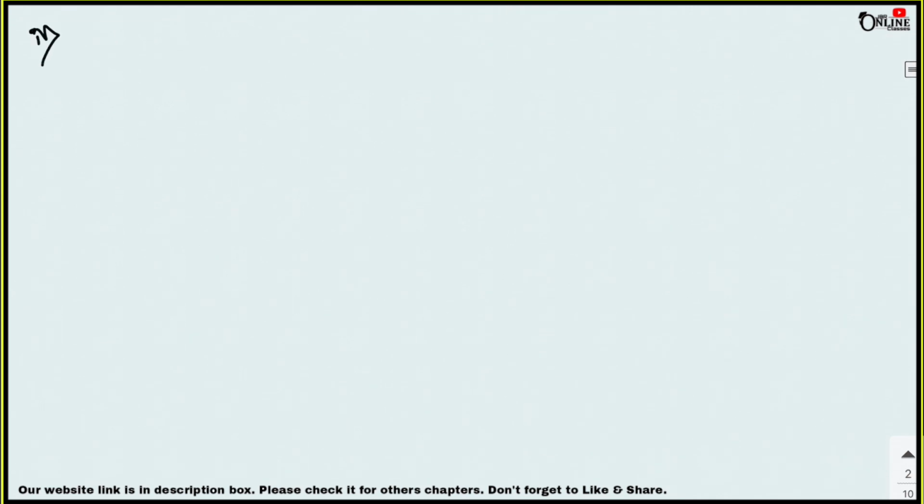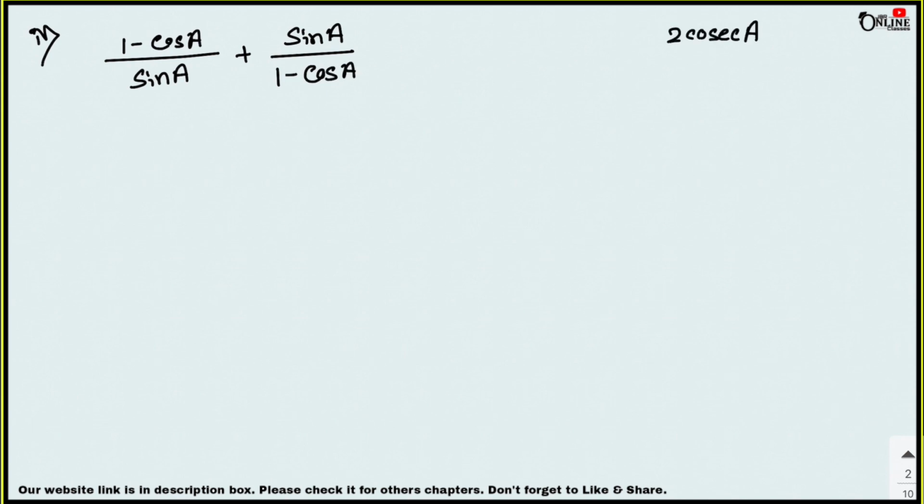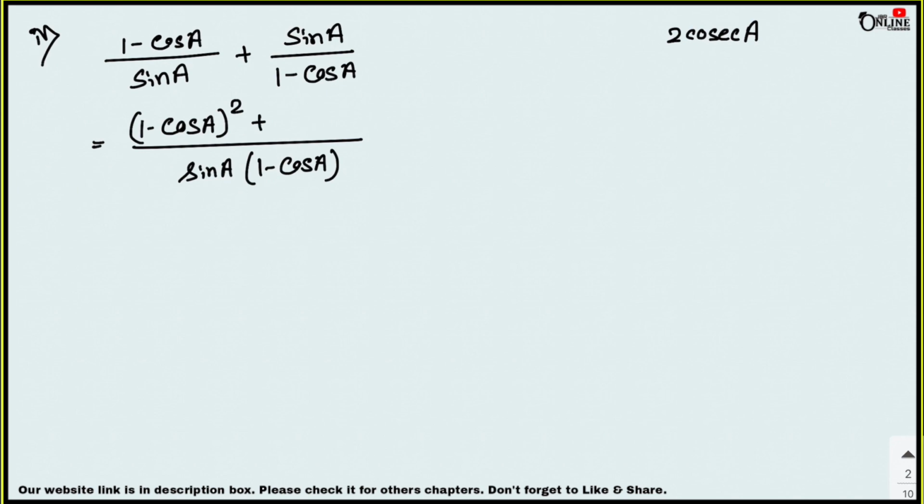Next, number 4. In number 4 here 1 minus cos A divided by sin A plus here sin A divided by 1 minus cos A, that one equal to 2 cosec A. So here the LCM equal to sin A into 1 minus cos A. So the numerator first one 1 minus cos A whole square plus sin square. Okay, because 1 minus cos A multiply with 1 minus cos A, it will be whole square. Sin A into sin A, it will be sin square.